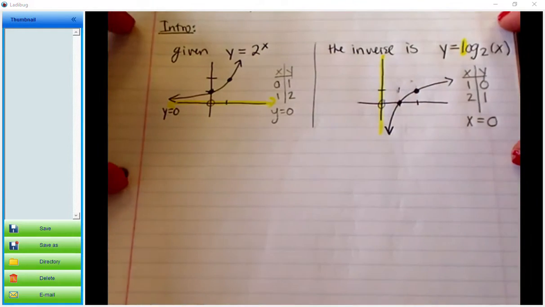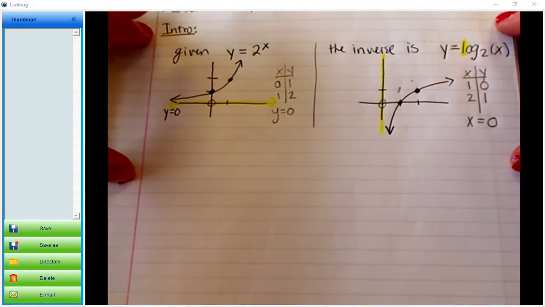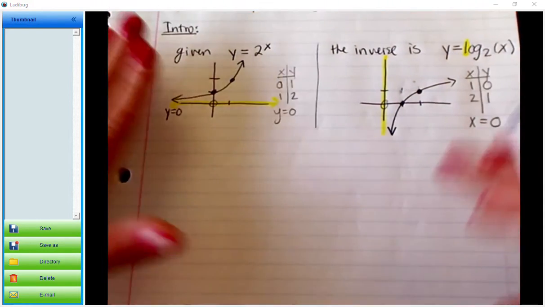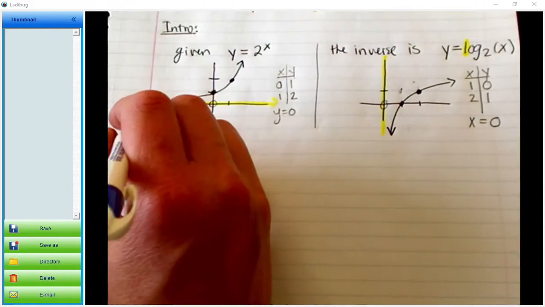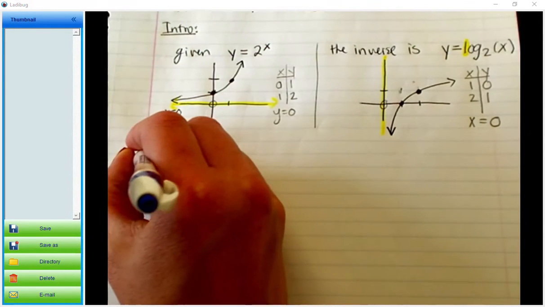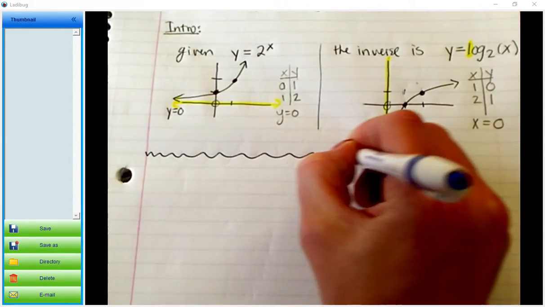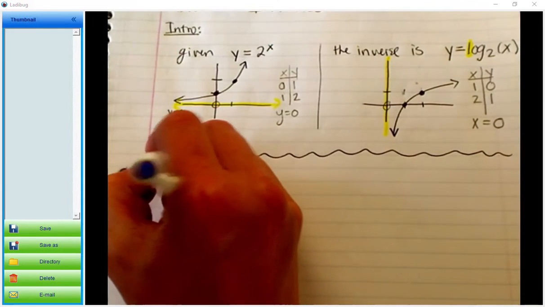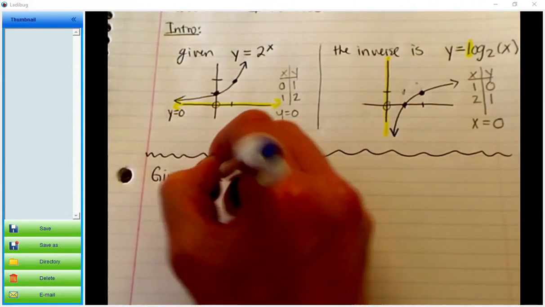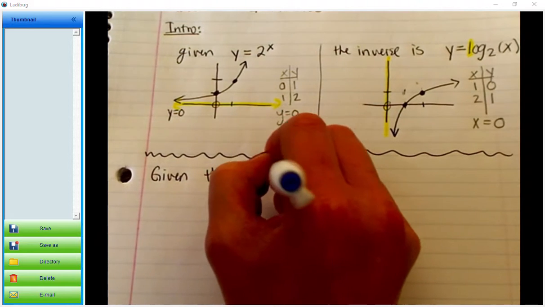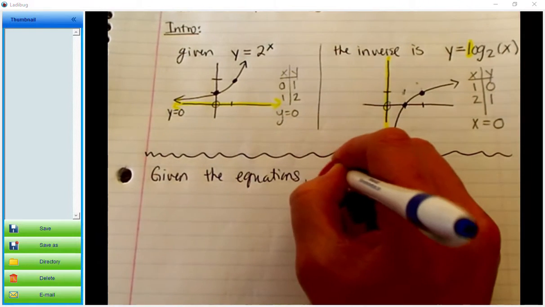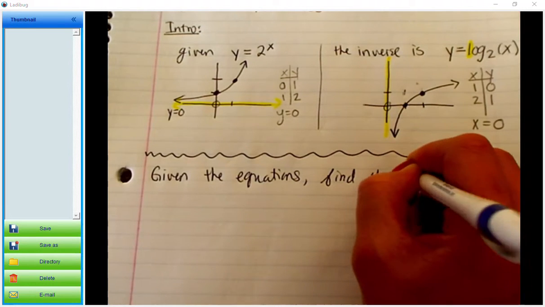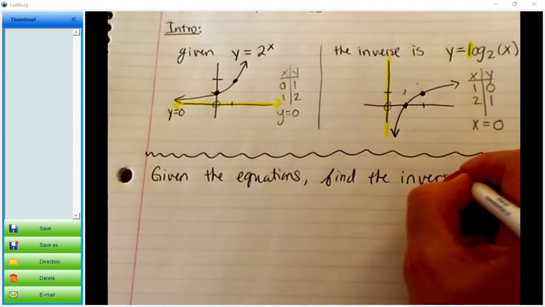So that's not a proof, that's just an example of how exponentials and logs are inverses. So we're going to actually find the inverses. We're not proving anything right now. We'll prove when we get back. We're just going to find the inverse. Given the equations, find the inverses.